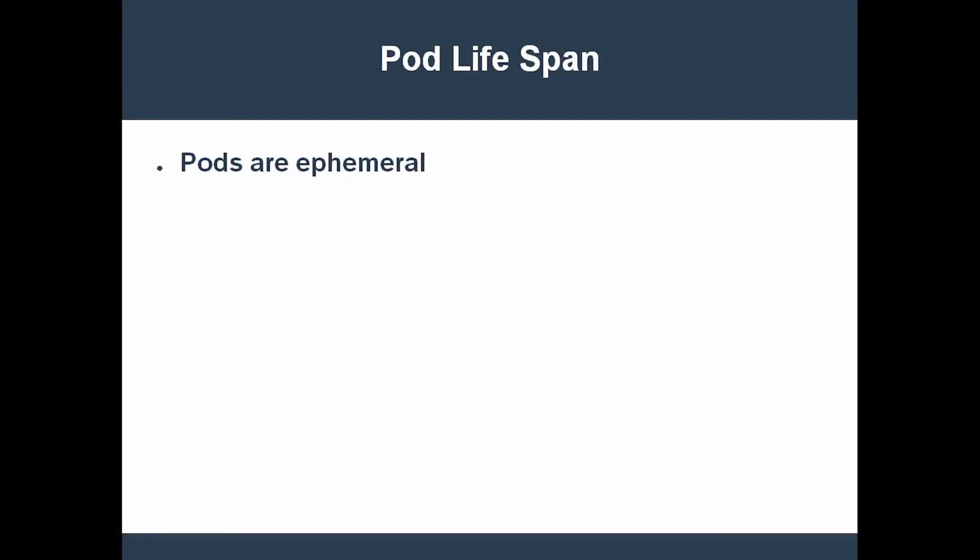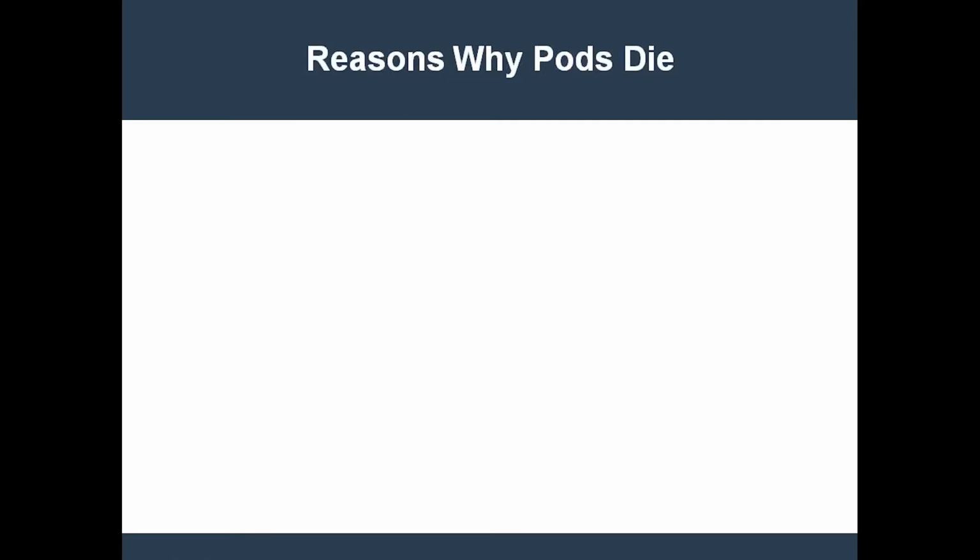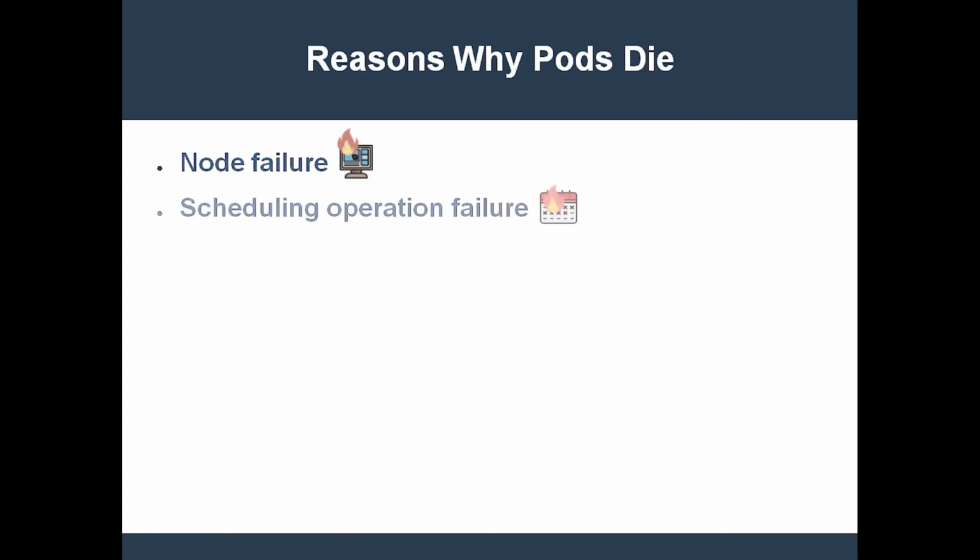Pods are ephemeral objects, i.e., they're not durable. This means that when a pod dies, it's dead and doesn't resurrect on its own. A pod can die or disappear for a number of reasons. Perhaps the node it's on fails. Or perhaps Kubernetes is in the process of scheduling the pod to a node and the scheduling operation fails.